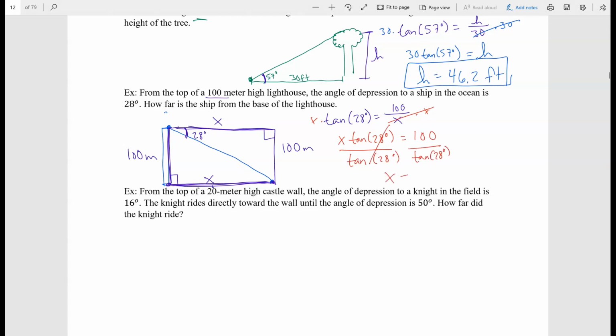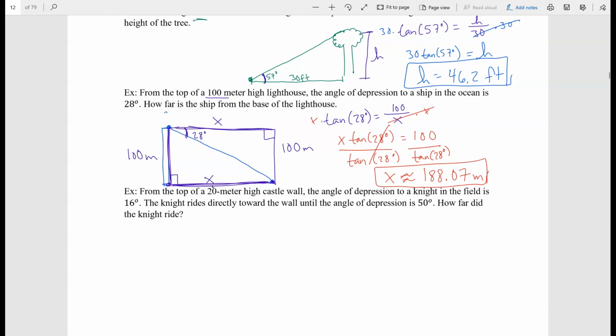So I have x is equal to 100 divided by the tangent of 28 degrees. That's going to give me 188.07. And in this case, it's meters.